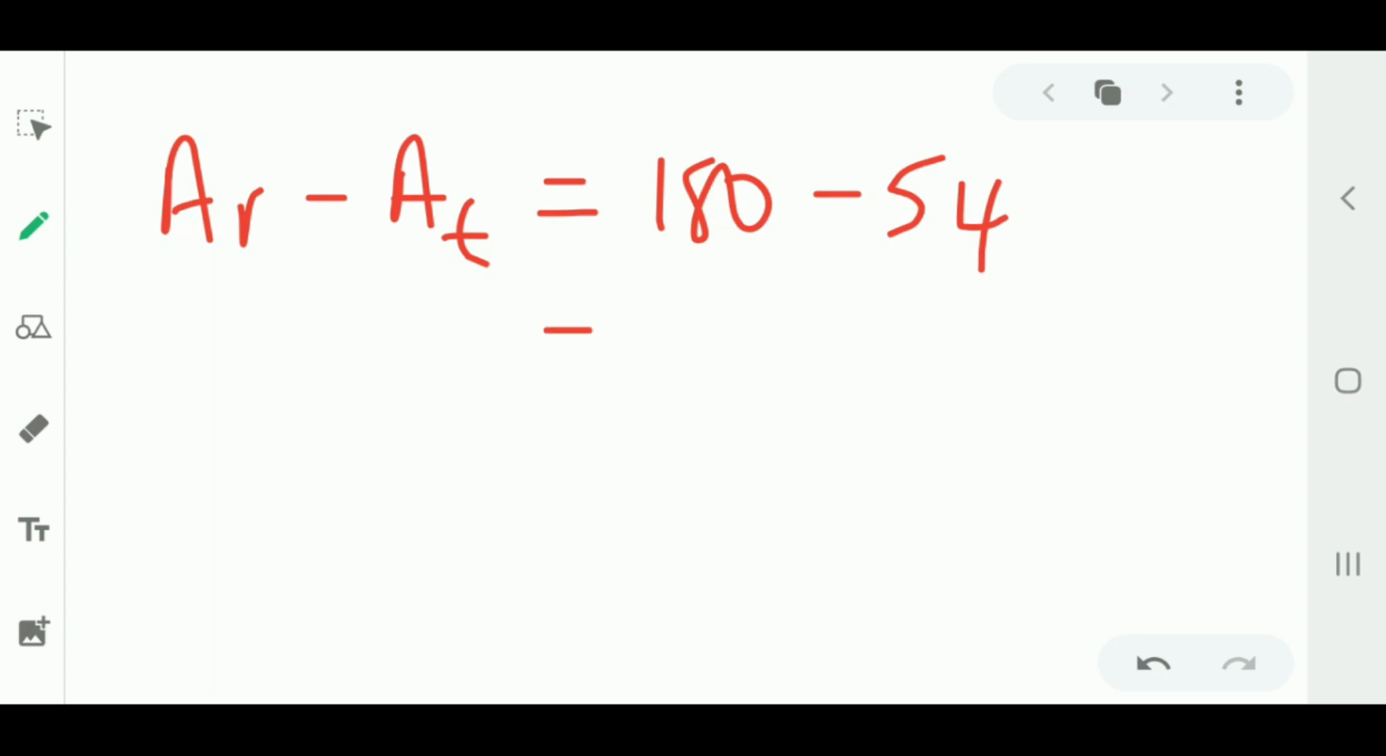So it's area of the rectangle minus area of the triangle, which is 180 minus 54. And that gives 126 centimeters squared.